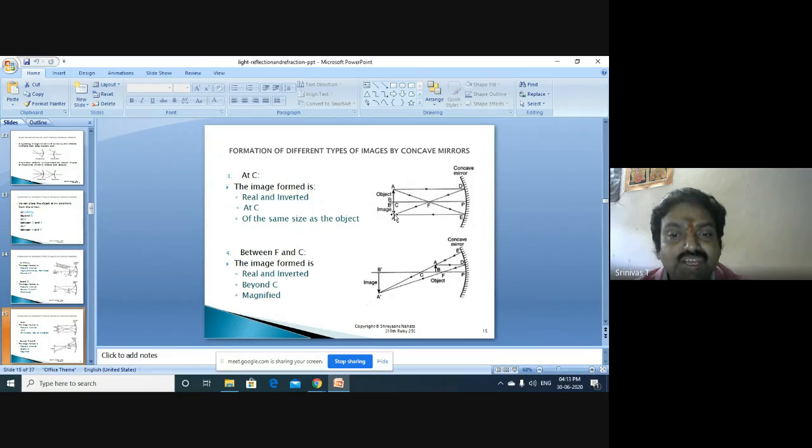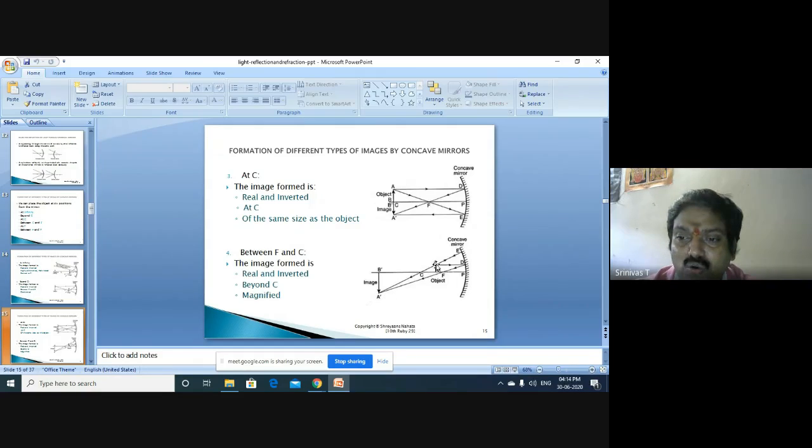Now, so far we have seen at C, beyond C, and at infinity. Now we'll consider the object between focus and center of curvature. When you take an object between focus and center of curvature, as shown in the figure, you have to assume an object AB here. Again, as I just mentioned, you have to take at least two lines from A, one parallel to the principal axis. After reflection it passes through the focus and comes over here.